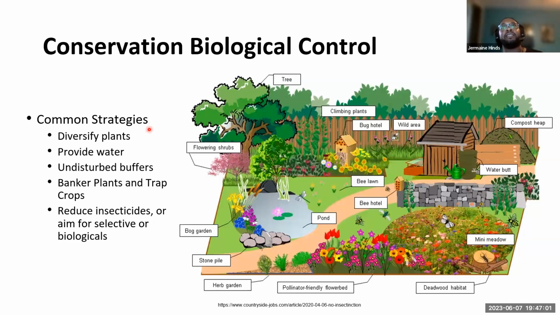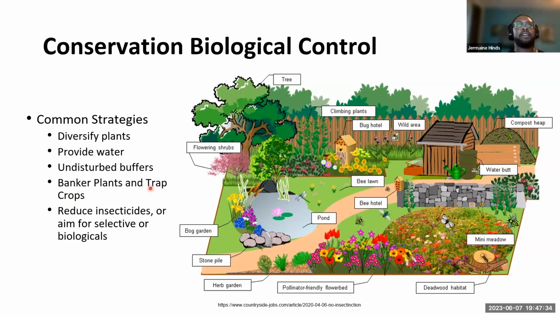And so again, you remember this slide from last time. So just kind of looking at it in the context of a garden, right? And so some of the common strategies: diversifying plants. We know different types of insects or wildlife like different habitats. They need water during hot days. They need a pollen resource, nectar resources, carbohydrates that could keep them active and available to hunt down prey, provide undisturbed buffers so they can reproduce or overwinter.